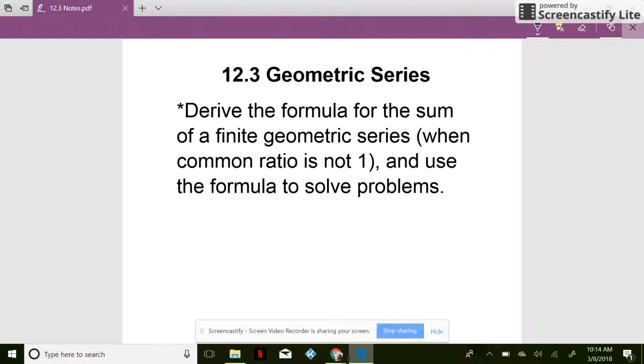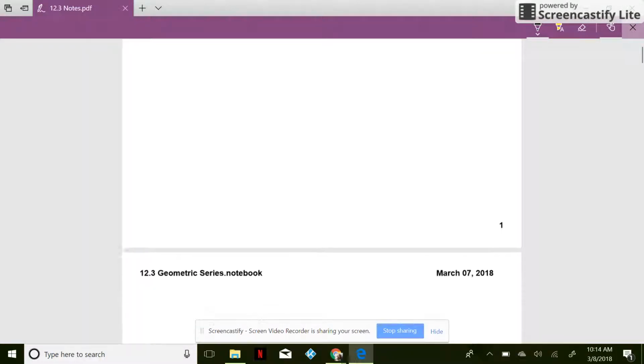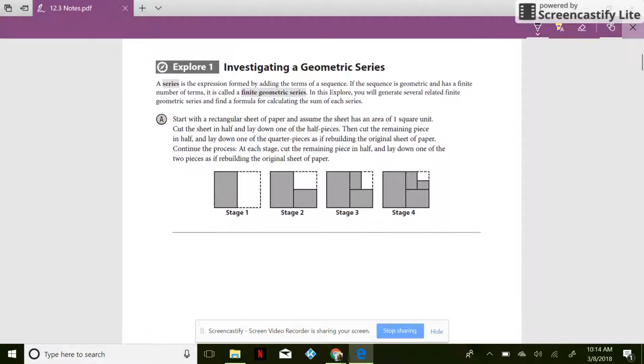We're looking at section 12.3, geometric series. So we're going to derive the formula for the sum of a finite geometric series when the common ratio is not 1, and then use the formula to solve problems. A series is the expression formed by adding the terms of a sequence. If the sequence is geometric and has a finite number of terms, it's called a finite geometric series.